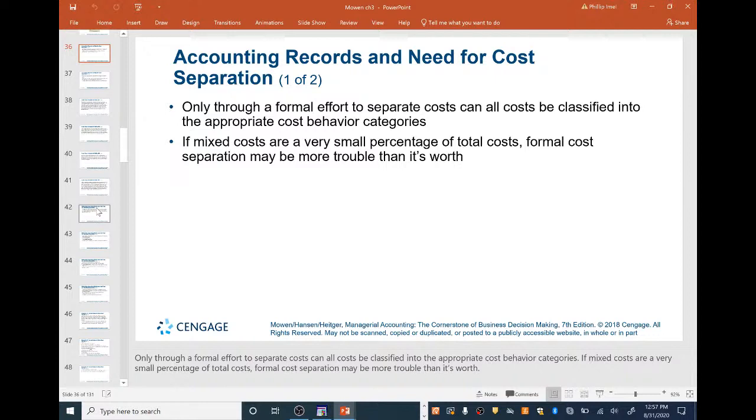So what they're saying is, if mixed costs are going to be such a small percentage of total costs, then the separation of them is going to be more trouble than it's worth. You're better off just clumping it in there because the cost is what the cost is. It'll be more headache and cost more money than the value derived from bifurcating those costs, compared to just leaving them as one component.